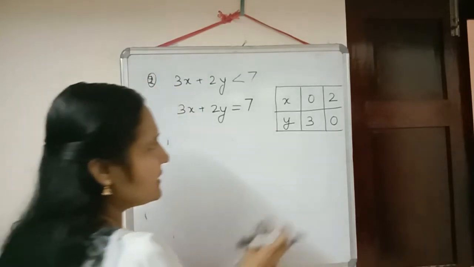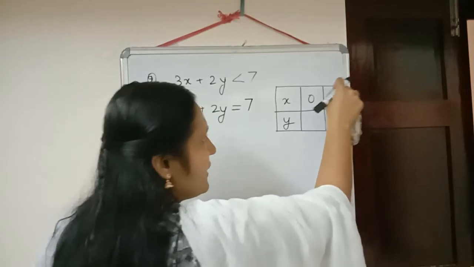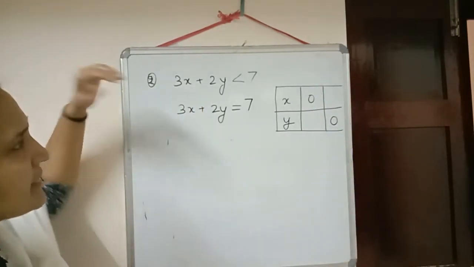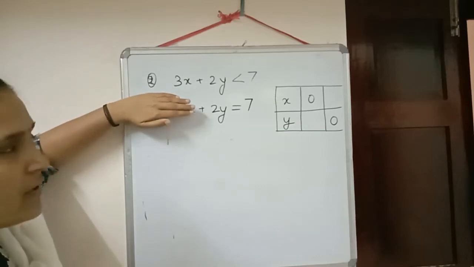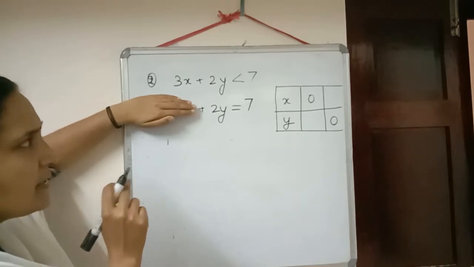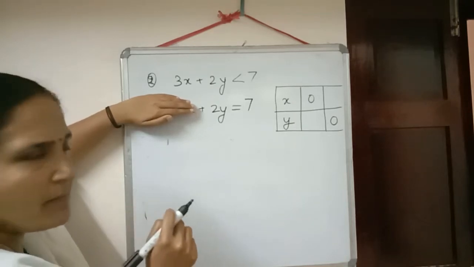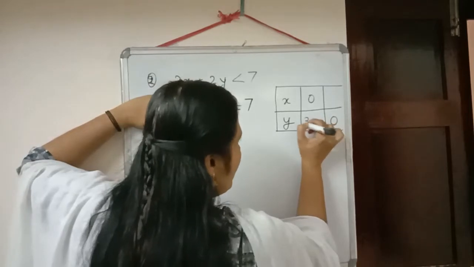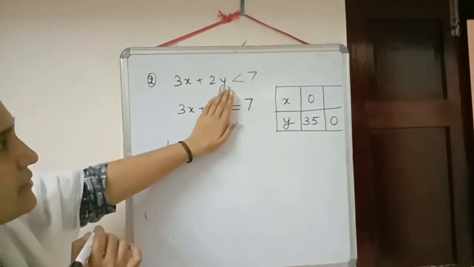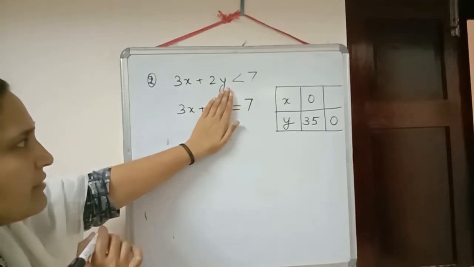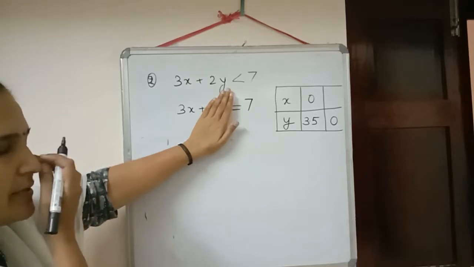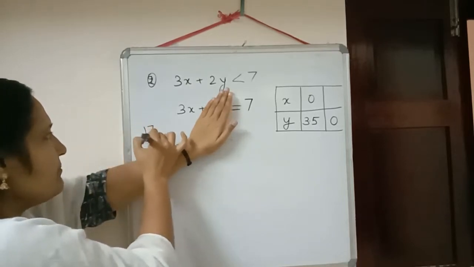And again put x equal to 0 and then y equal to 0. Only 2 points are enough there. So if we substitute x equal to 0, what will come here? 2y is equal to 7, then y is equal to 7 by 2, which is 3.5. And then put y equal to 0. Then this term will not be there. We will have 3x equal to 7, then x is equal to 7 by 3.